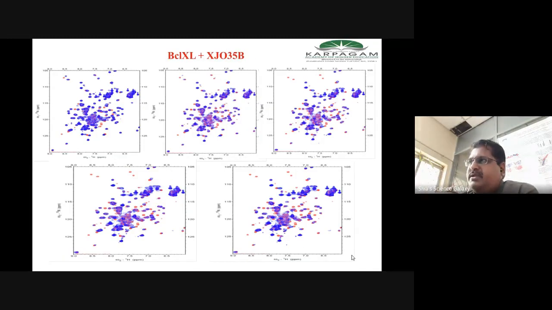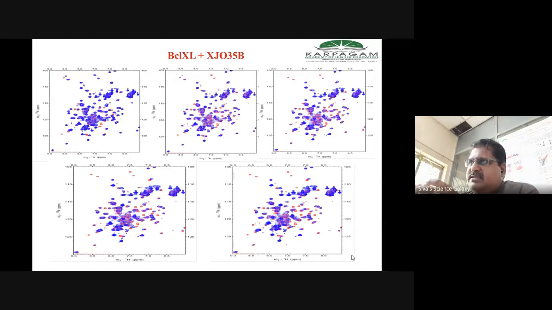Here I'm showing again the same kind of experiment, protein with the ligand at different ratios. The first one is 1:1, second 1:3, 1:5, 1:7, and 1:10. But unlike in the previous slide, in this slide you see one remarkable difference, right? Look at the blue spots. The blue spots get clumped.